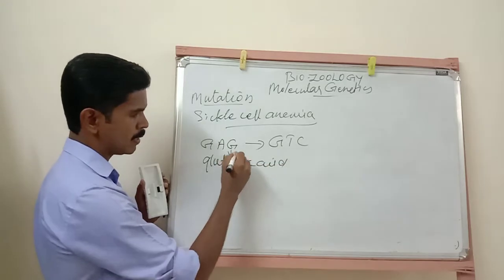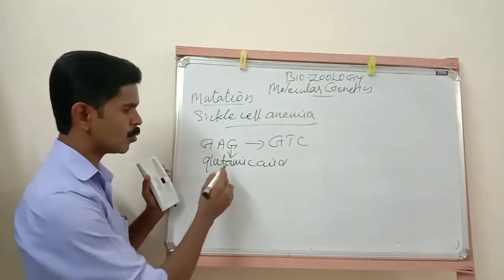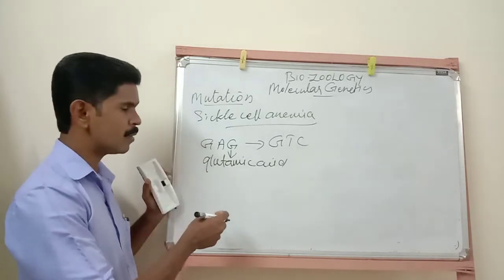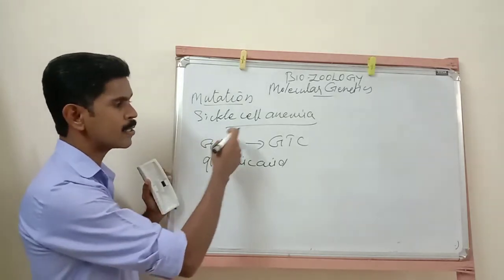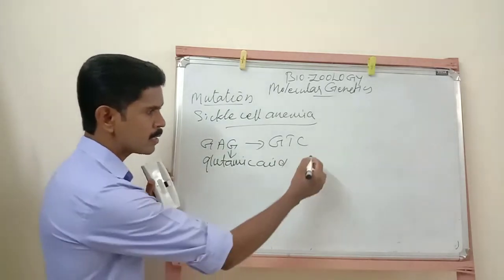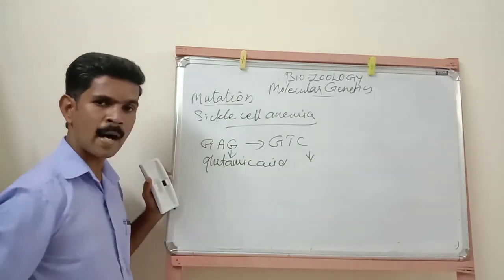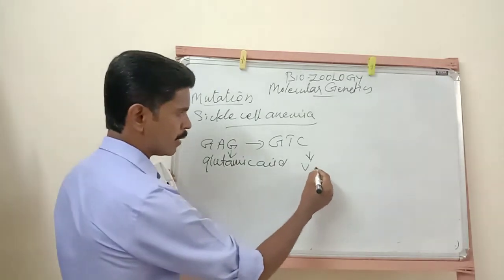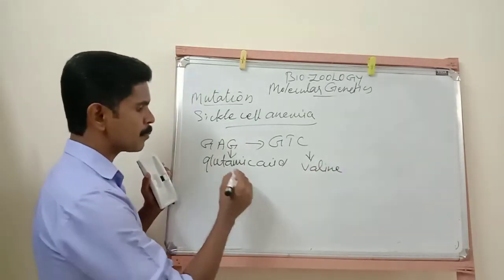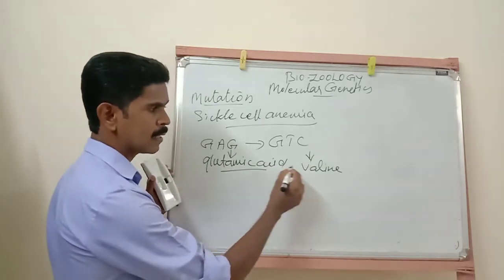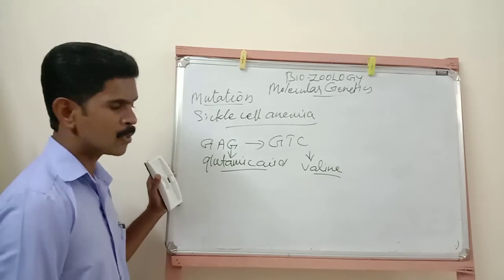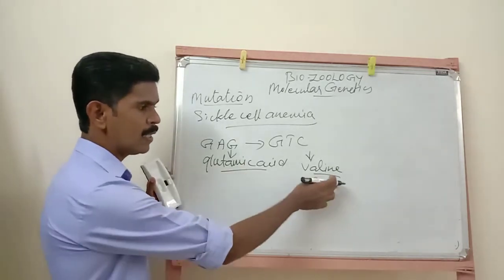So this codon is responsible for the production of glutamic acid. I already told you, when this gene undergoes mutation, this codon is changed into the GTC codon. This GTC codon produces another amino acid, valine. So instead of producing glutamic acid, what amino acid is produced here? Valine. Understand? So instead of glutamic acid, valine is produced.